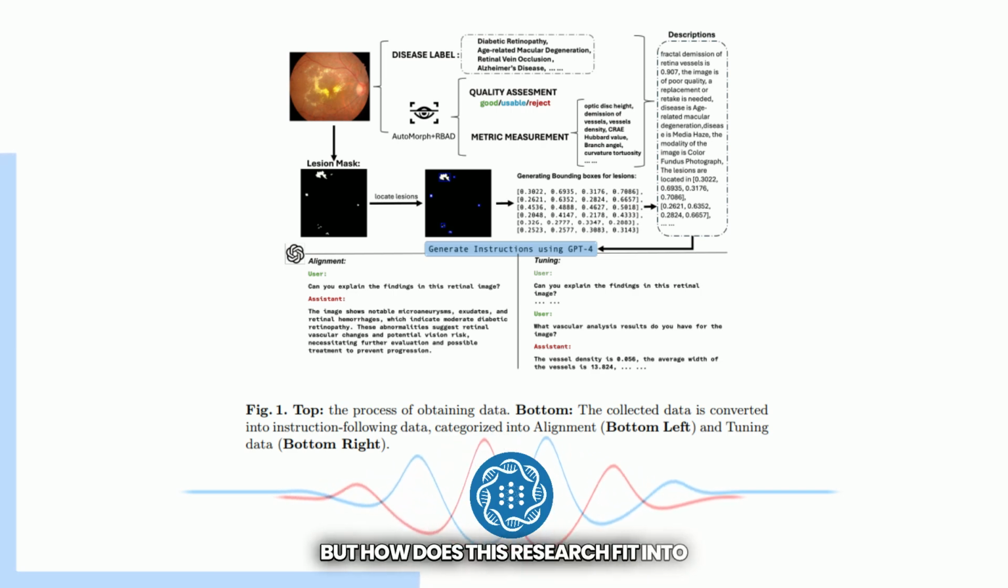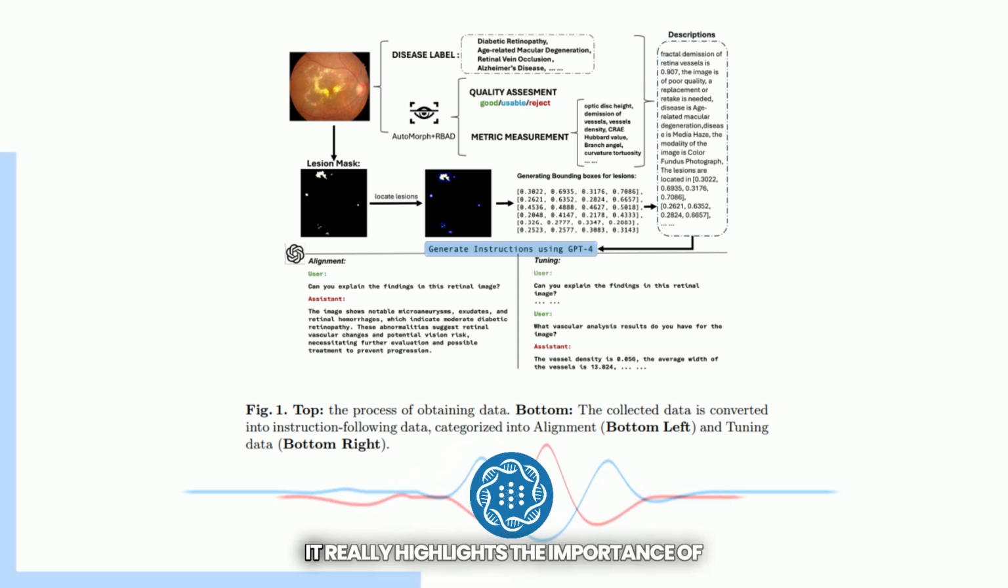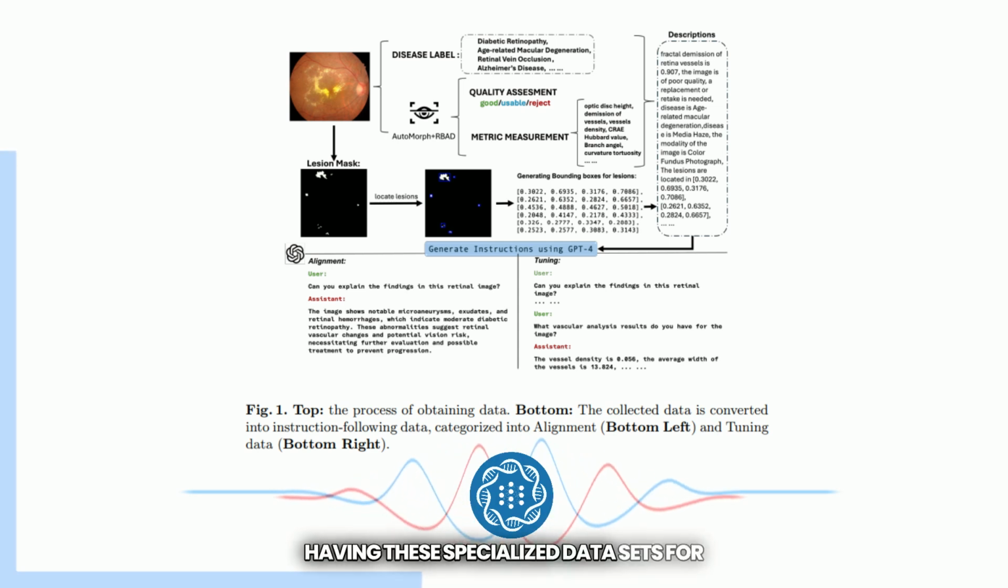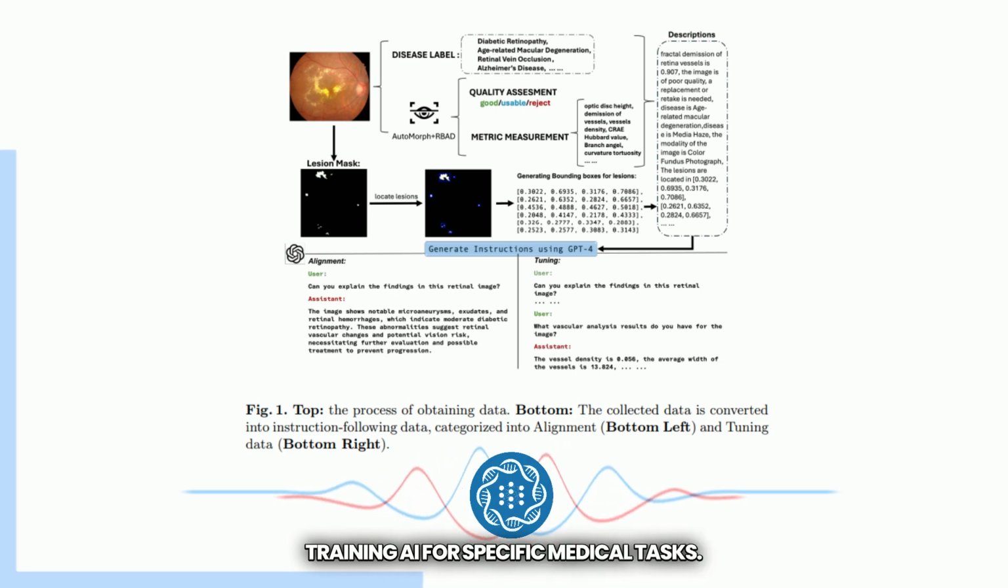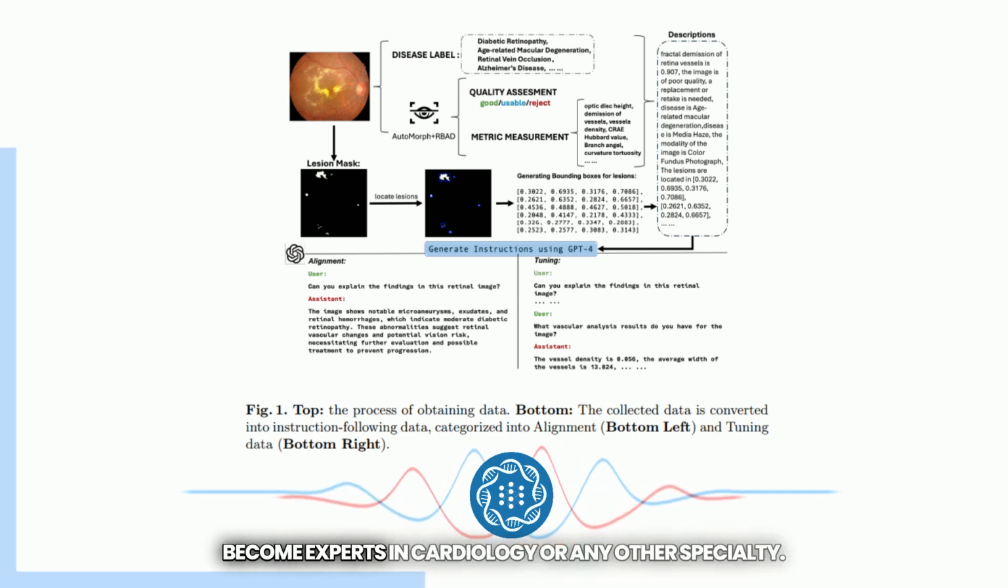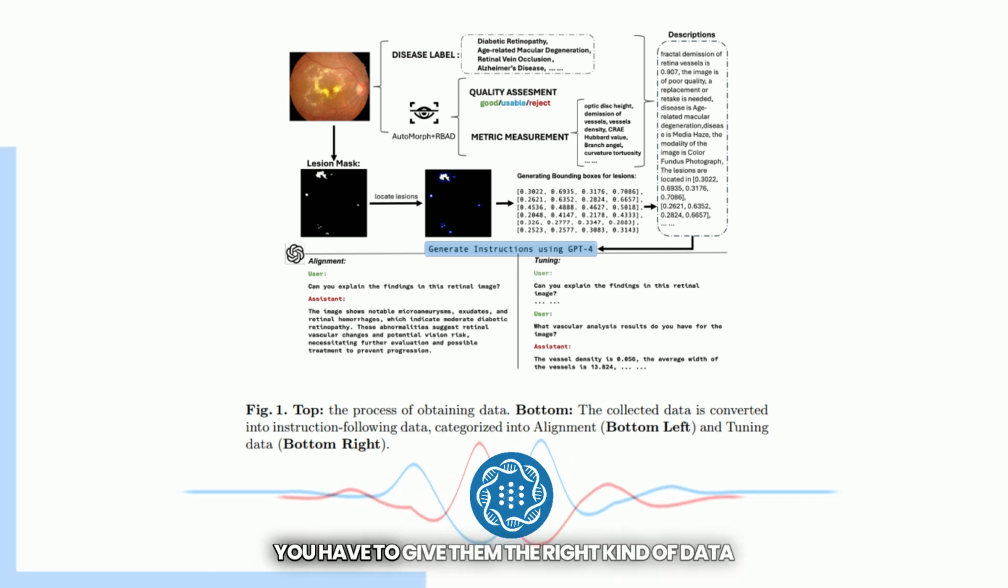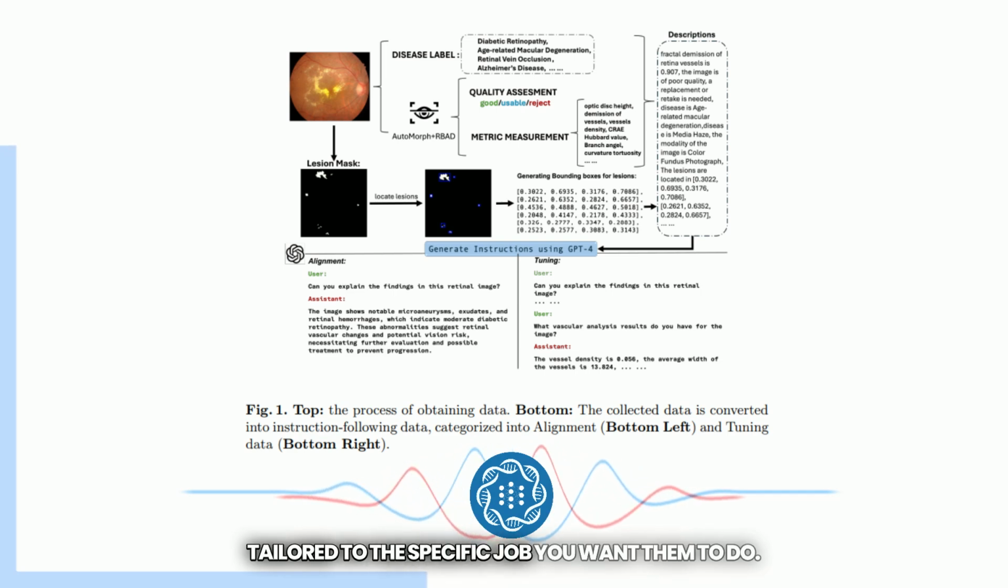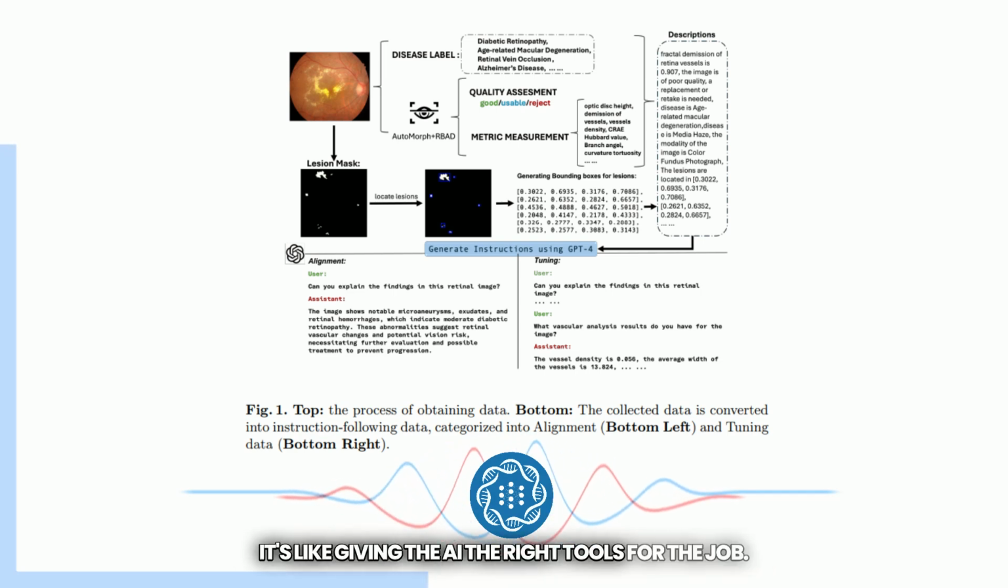But how does this research fit into the bigger picture of AI in healthcare? It really highlights the importance of having these specialized data sets for training AI for specific medical tasks. You can't just feed any old data to these AI systems and expect them to magically become experts in cardiology or any other specialty. You have to give them the right kind of data, tailored to the specific job you want them to do. It's like giving the AI the right tools for the job.